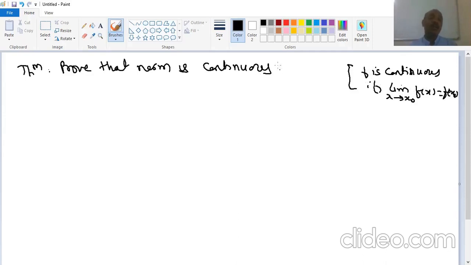Another meaning is that if x converges to x0, then norm x converges to norm x0. We can see this in the definition of metric.